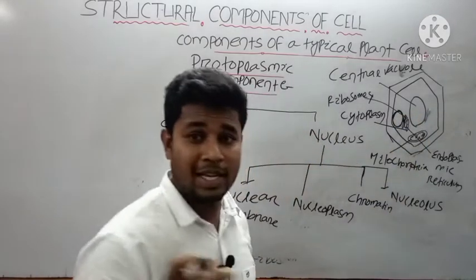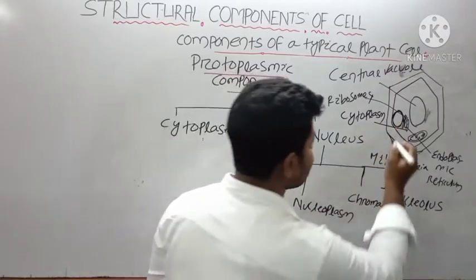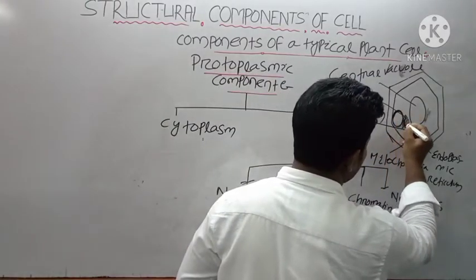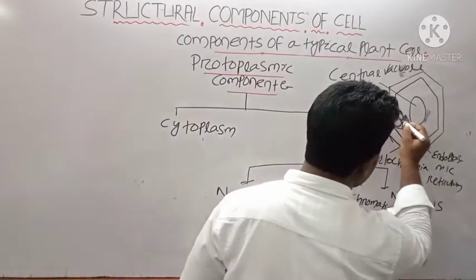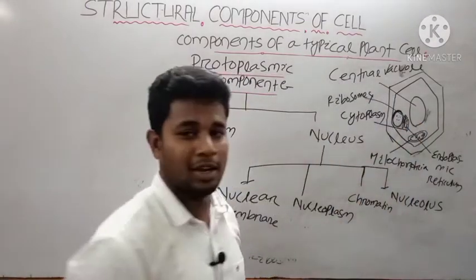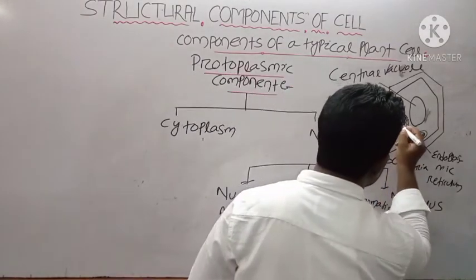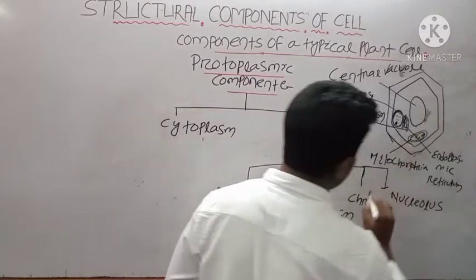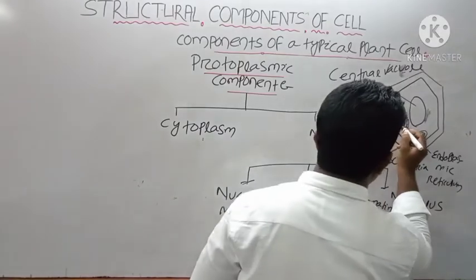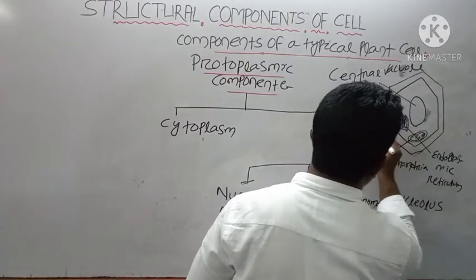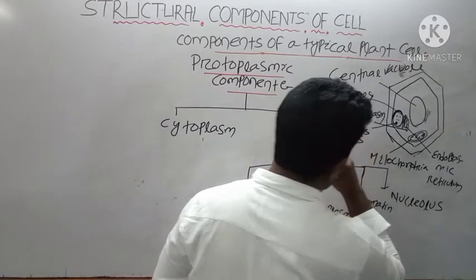The outer coating of the nucleus is known as the nuclear membrane. The fluid inside the nucleus is known as the nucleoplasm. Then one small ball-like structure present is known as the nucleolus.